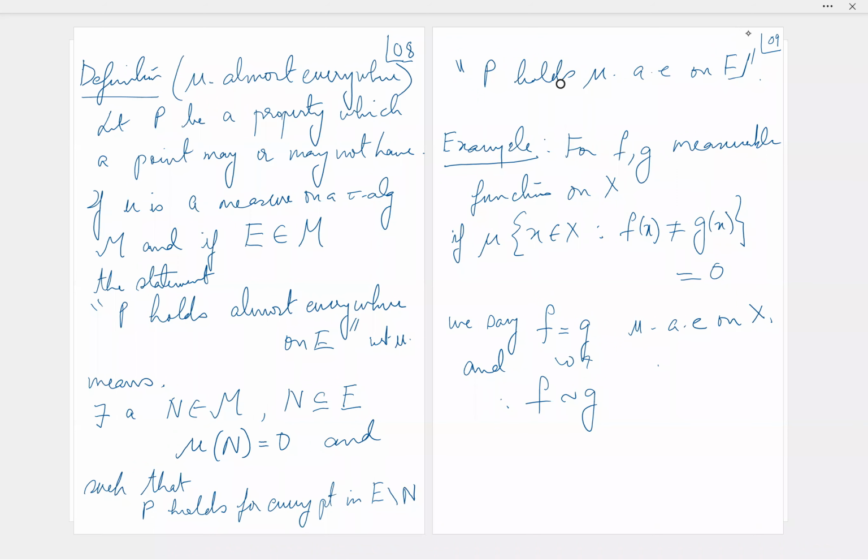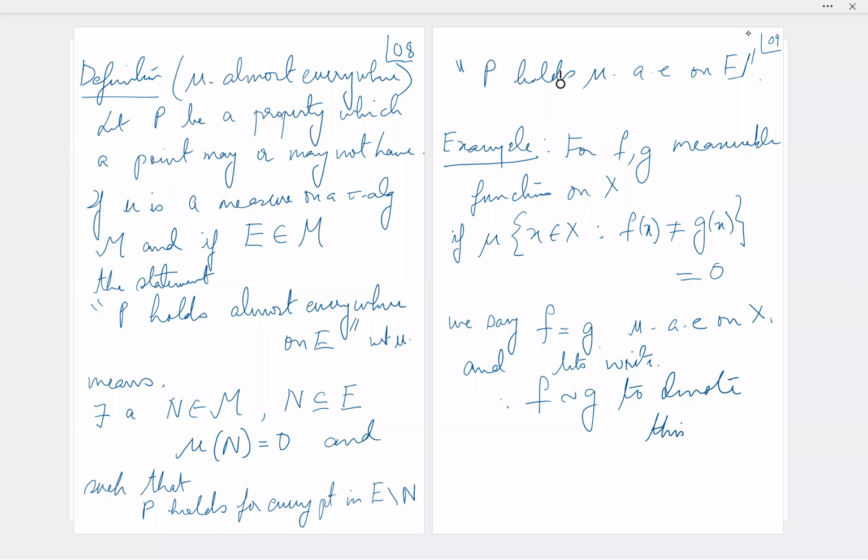Okay, let's write it this way. So I'm saying this is this, and let's write this to denote this. So we are going to say F is related to G if F is equal to G, mu almost everywhere on X, which means Fx is Gx everywhere on X, except possibly on a set of measure 0. So outside a null set, Fx and Gx agree.